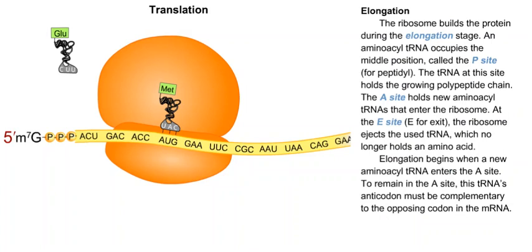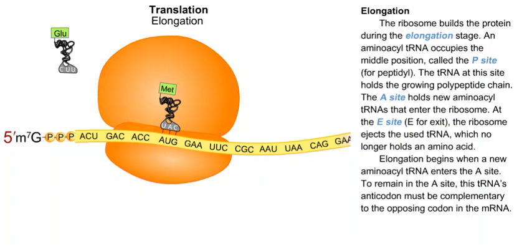The ribosome builds the protein during the elongation stage. An amino-acyl tRNA occupies the middle position called the P site, for peptidyl. The tRNA at this site holds the growing polypeptide chain. The A site holds the new amino-acyl tRNAs that enter the ribosome. At the E site, E for exit, the ribosome ejects the used tRNA, which no longer holds an amino acid.